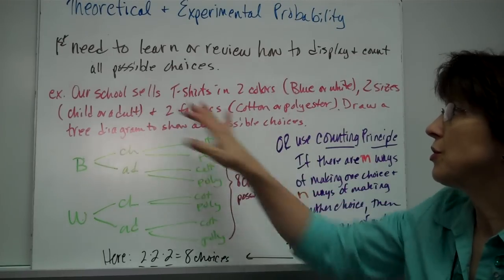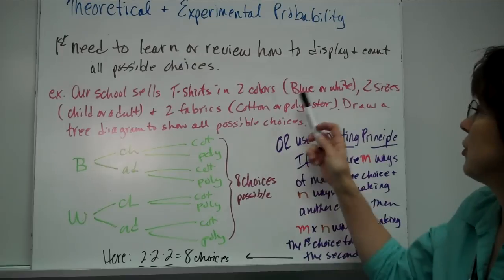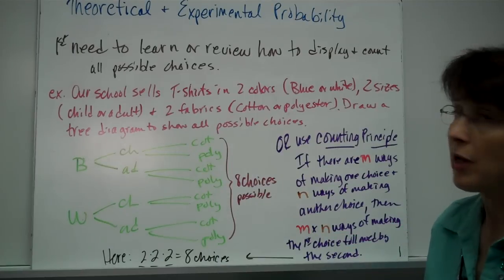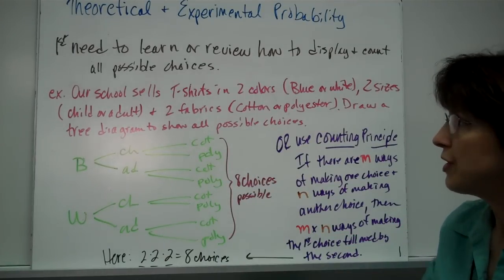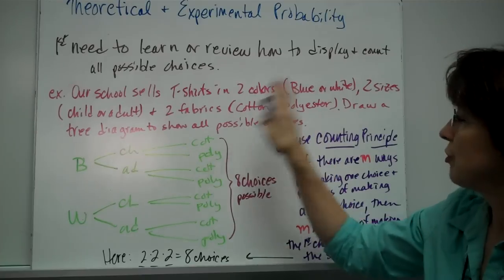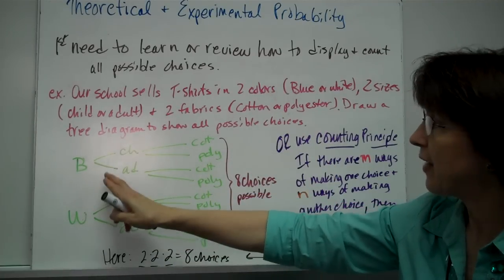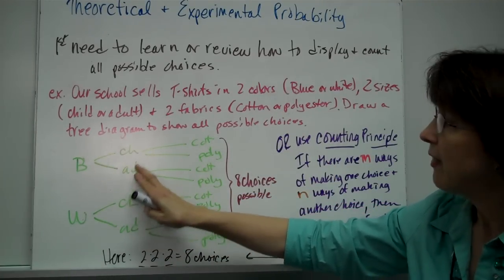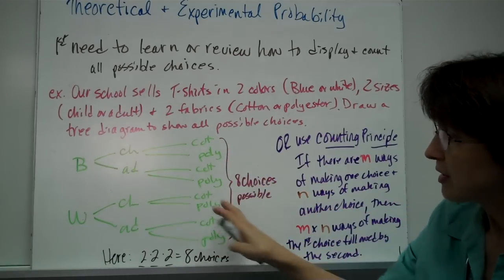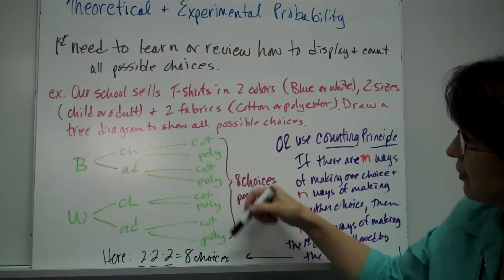Suppose our school sells t-shirts in two colors, blue and white, two sizes, child or adult, and two fabrics, cotton or polyester. Draw a tree diagram to show all the possible choices. So you simply list the first choices, blue and white. After that, they can either be child or adult. Then after each of those, they can either be cotton or polyester. So you do that for all the possible choices, and then you count how many you'd have at the end.